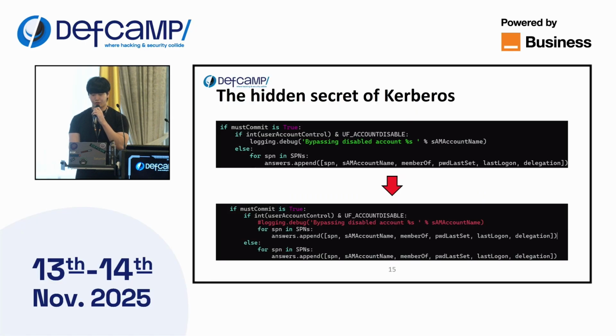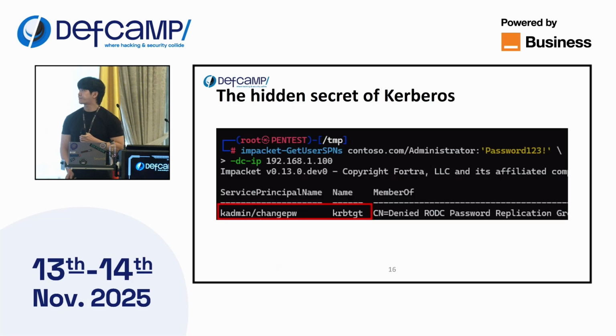The code in GetUserSPNs is written to skip entries if the userAccountControl value in the server's response indicates the user account is disabled. This part should be modified to include disabled accounts in the output. After all necessary code modifications and rerunning the same command, you can see that the krbtgt account has a service named changepw. Now that the secret has been revealed that the TGT is actually a service ticket for the krbtgt account, we've uncovered a new secret.